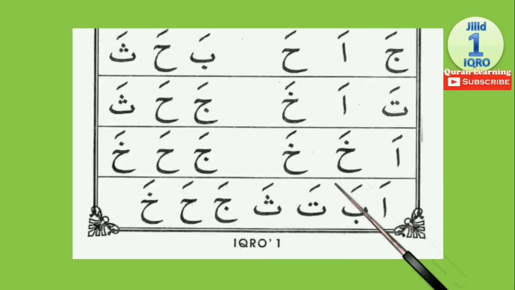A, kho, kho. Ja, ha, kho. A, kho, kho. Ja, ha, kho. A, ba, ta, sa. Ja, ha, kho. A, ba, ta, sa. Ja, ha, kho.